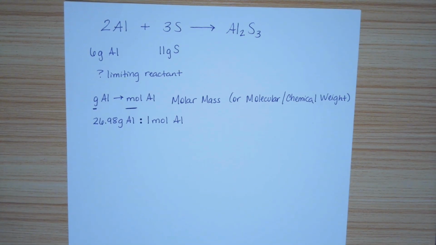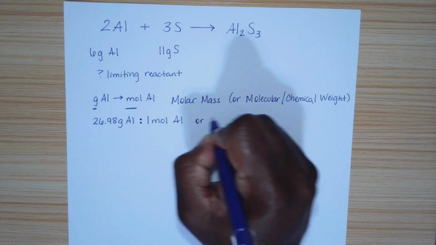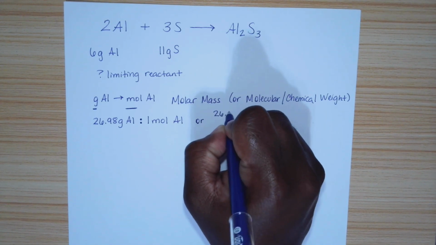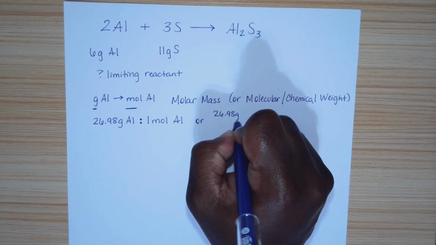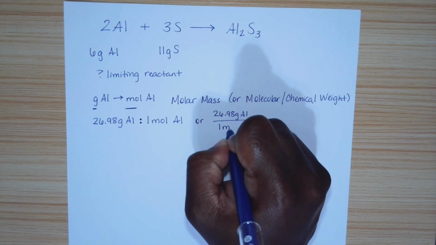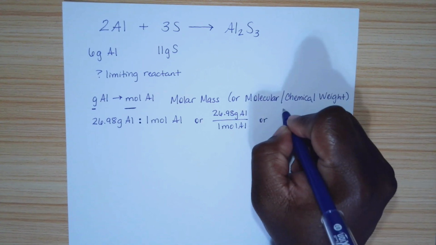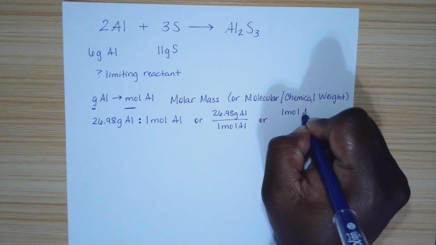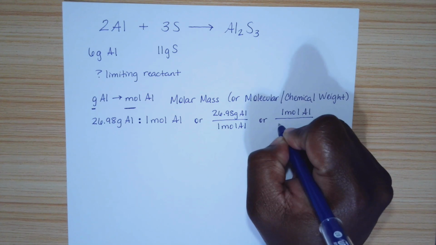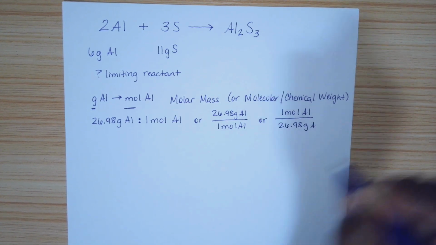But again, we can show it as conversion factors. So I can show it as 26.98 grams of aluminum over 1 mole of aluminum. Or it could have been flipped and shown the opposite way: 1 mole of aluminum over 26.98 grams of aluminum.